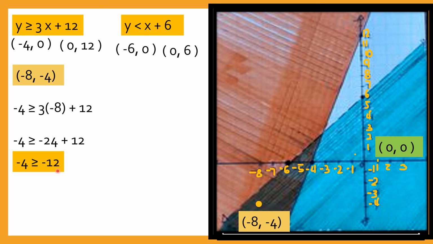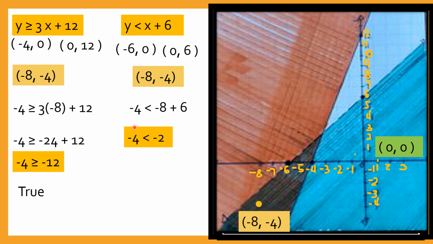Mas mataas ba ang negative 4 kaysa negative 12? Yes, kasi di ba sa number line, ang negative 4 ay nandito, ang negative 12 ay makikita sa left niya. Laging mas mataas ang nasa right. So, this one is true. Okay, itetest naman natin ngayon yung negative 8, negative 4 sa pangalawang inequality natin. So, ganun din ang gagawin natin. Papalitan lang natin ng y and x ng mga values na to. So, negative 4 for y is less than negative 8 for x plus 6.